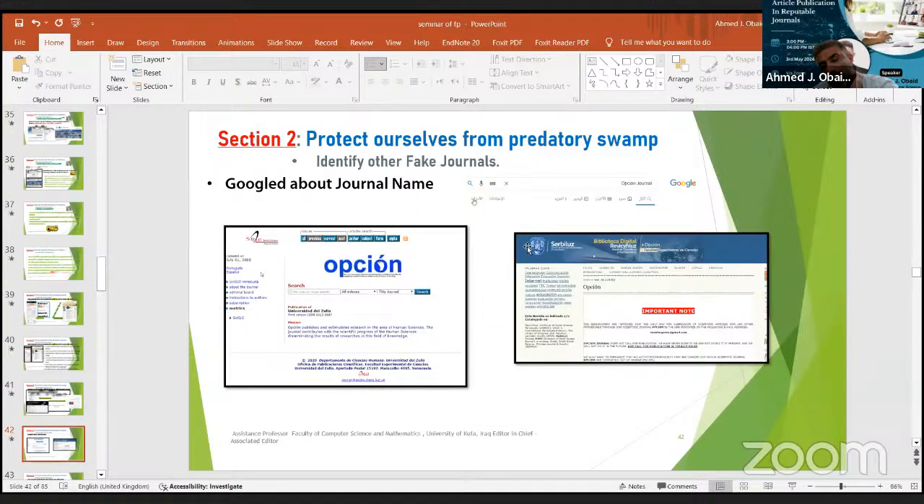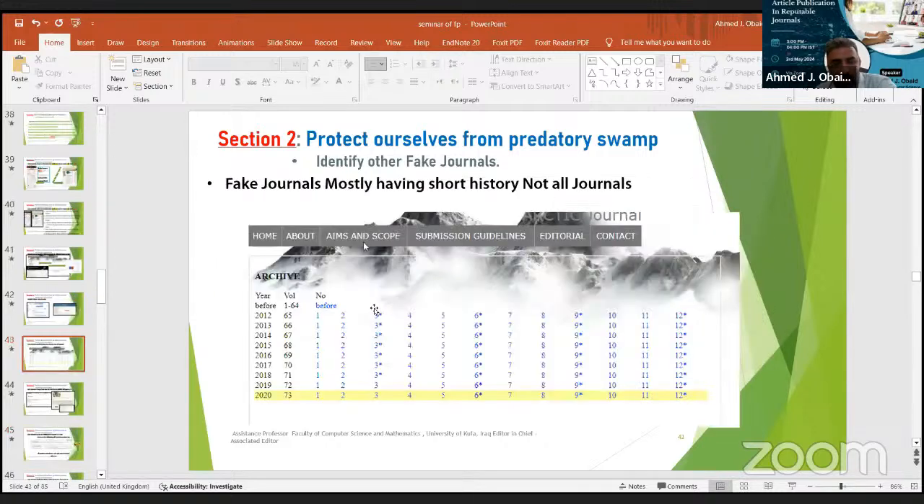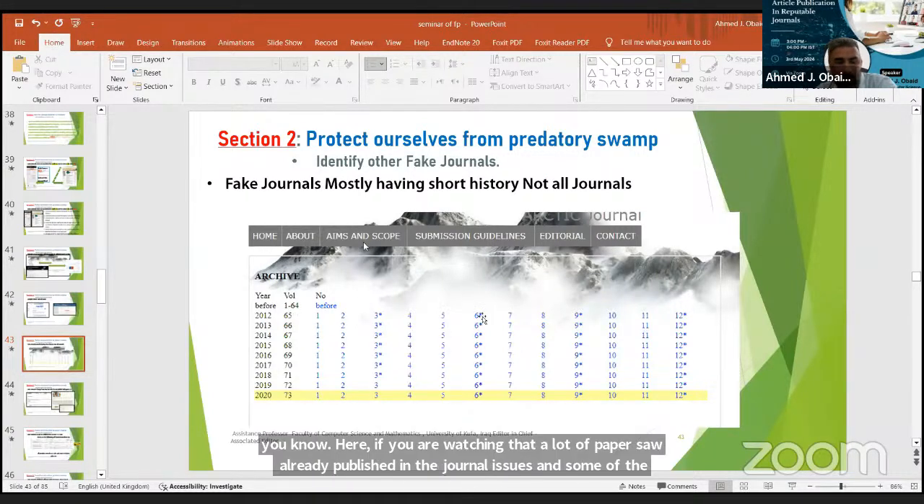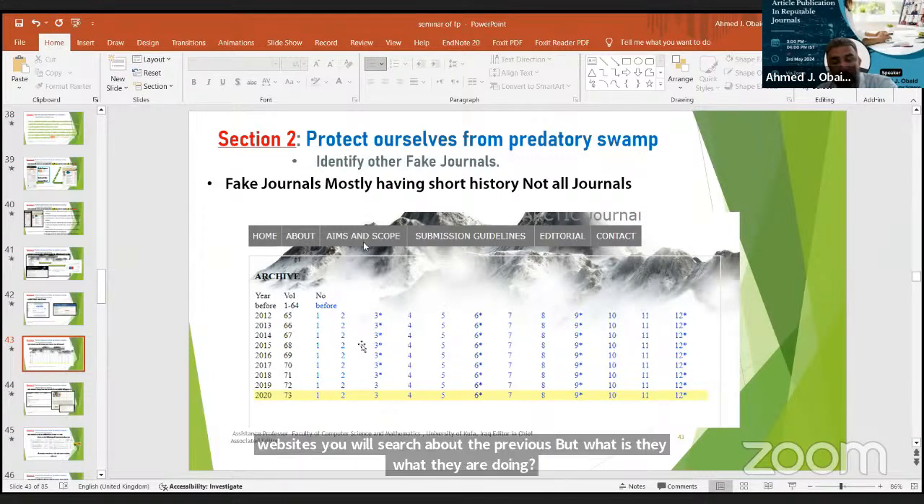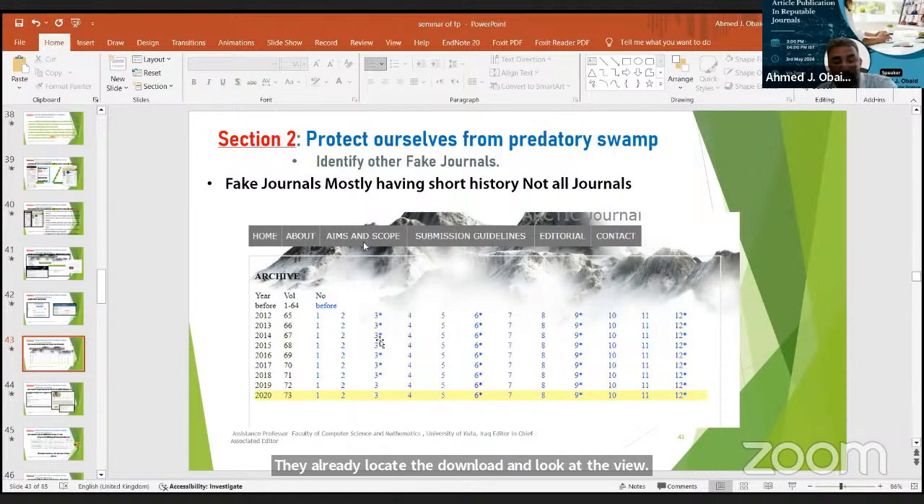And the second rule. This is also a case study for one journal. This journal already published a lot of papers and later was removed, and this one was considered. And the original one announced that we have some duplicated websites. Please be aware when sending your papers to that journal itself. Before going to the second rule, what I want to let you know here is that a lot of papers are already published in the journal issues, and some of the previously published papers from the original journal are already included there. Why? Because they expect that when you join their website, you will search for the previous ones. But what are they doing? They already look at the downloads and the views. Why? To avoid duplicating the same files on the internet.